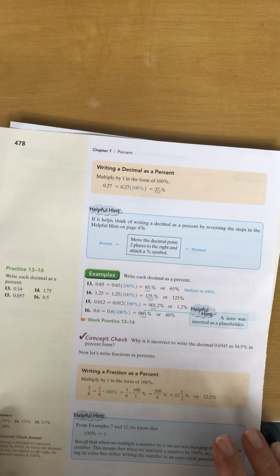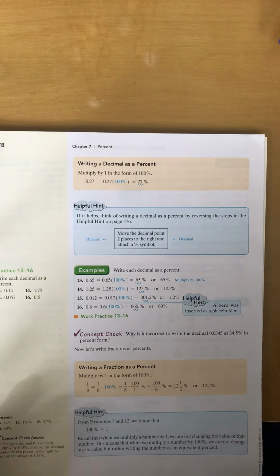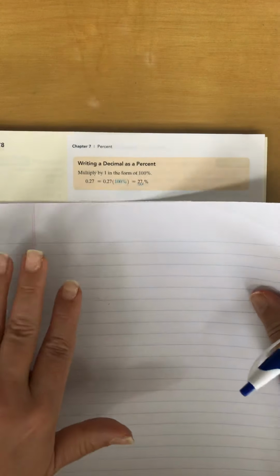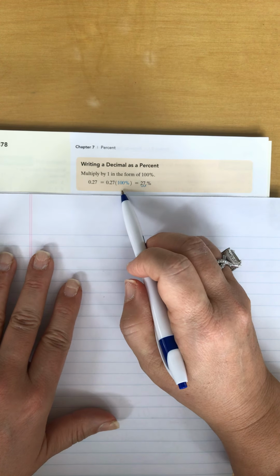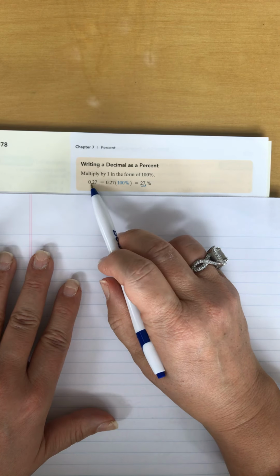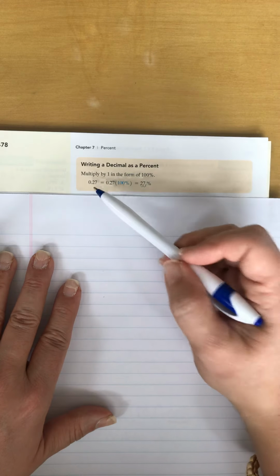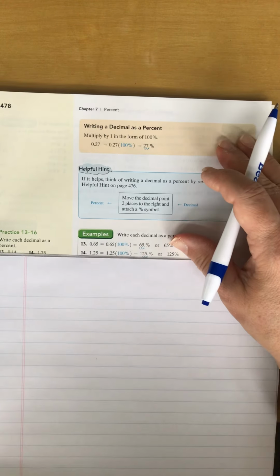Number 13, how do you write a decimal as a percent? Okay, this is quite easy. All you do is you multiply the number by 100%, which is you're moving the decimal 2 places to the right. That's it. How do you write a decimal as a percent? You move the decimal 2 places to the right. So here's some examples.